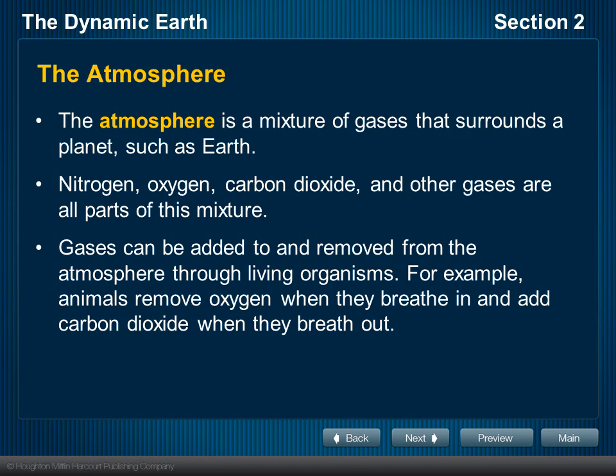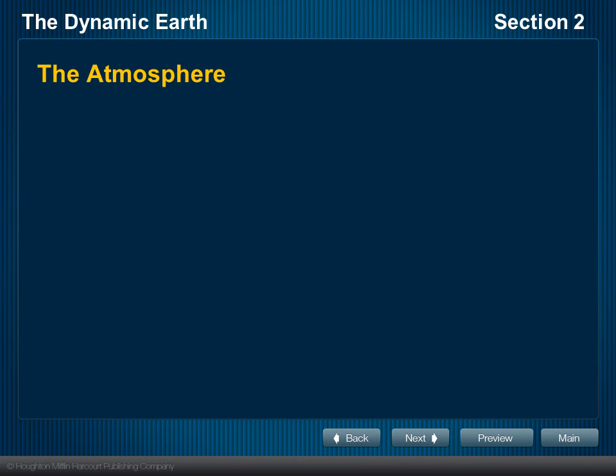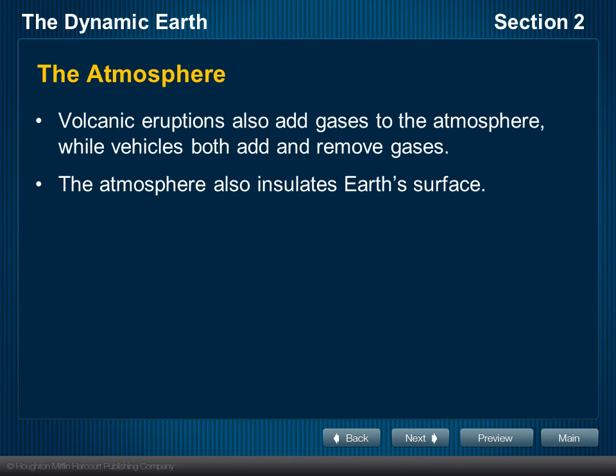But on a basic level, we know that animals remove oxygen when they breathe in, and they add carbon dioxide when they breathe out. Plants do the opposite. Volcanic eruptions, as I said, add gases to the atmosphere. Things that humans do, the equipment that we use, vehicles, add and remove gases.